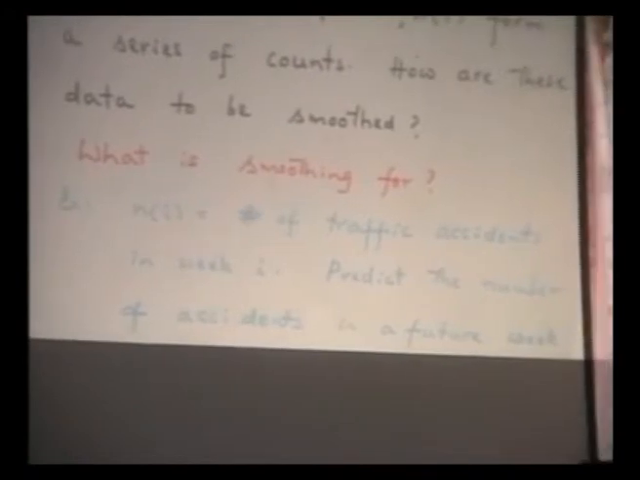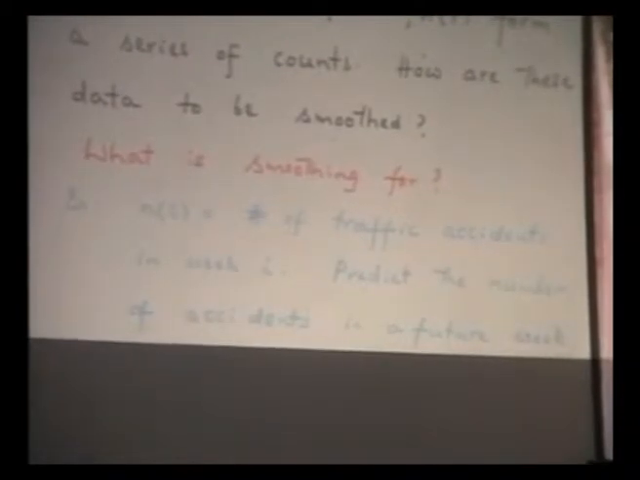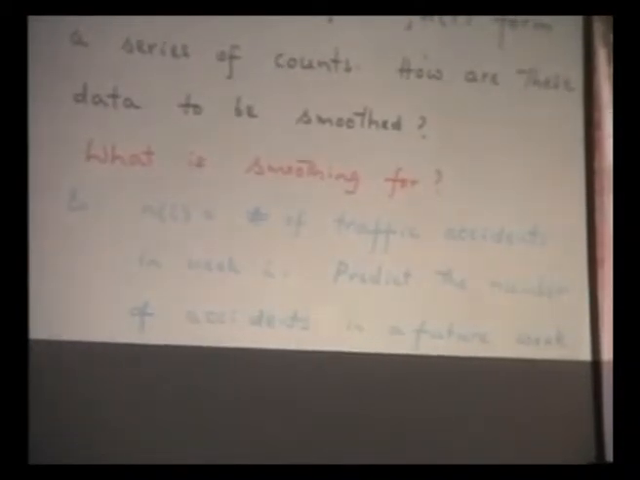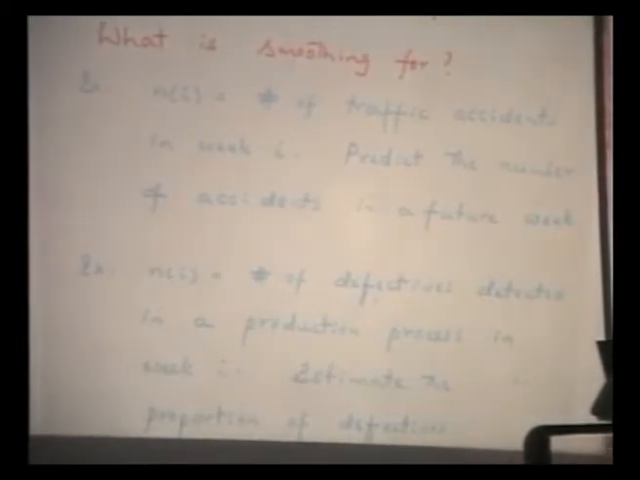Okay, suppose these counts actually stand for, let's say, traffic accidents, a bunch of accidents, and obviously you want to know what happens at a future time. How are you going to do that? Or it could be that there's a production process and the counts stand for the number of defectives detected in a sampling scheme. And obviously you want to know what the proportion of defectives is. Okay, now fine, if that's what you want to do, that's what you are going to do, isn't it? But how does data smoothing help?